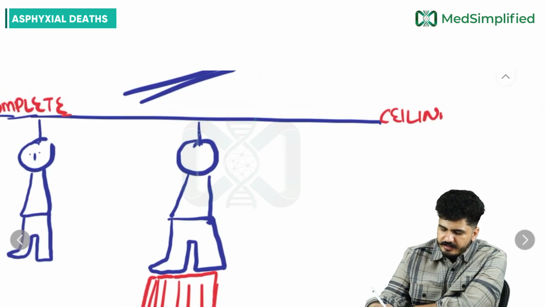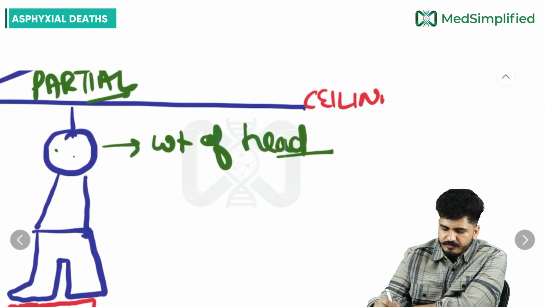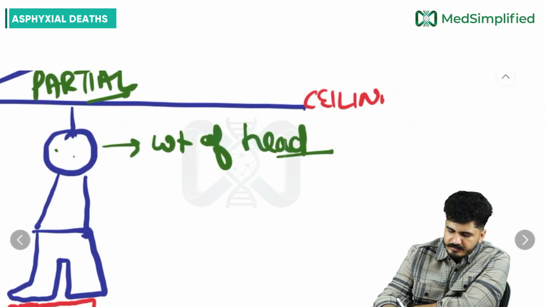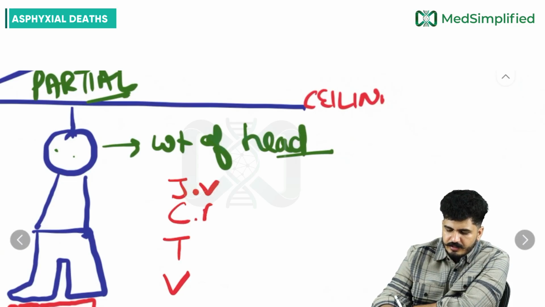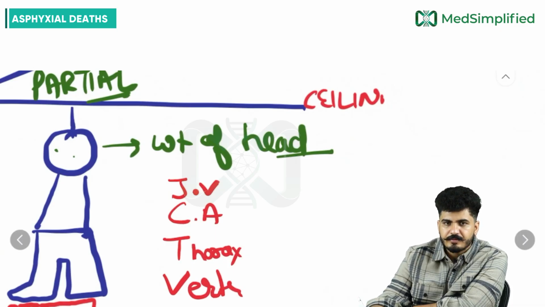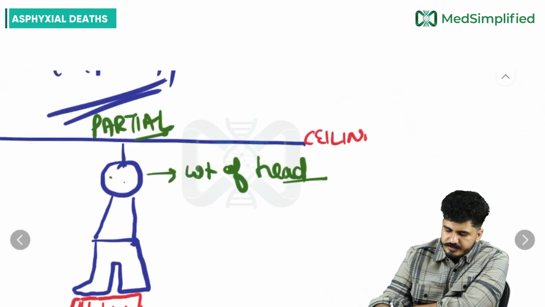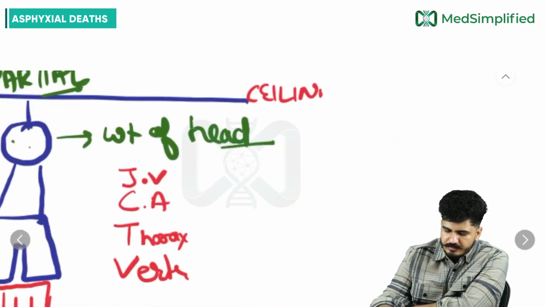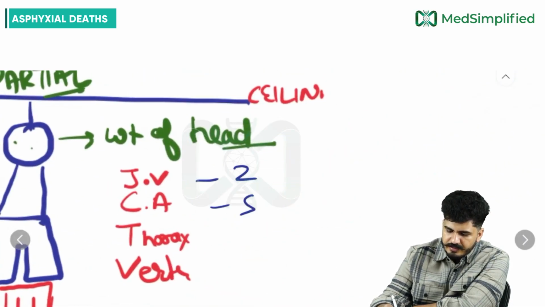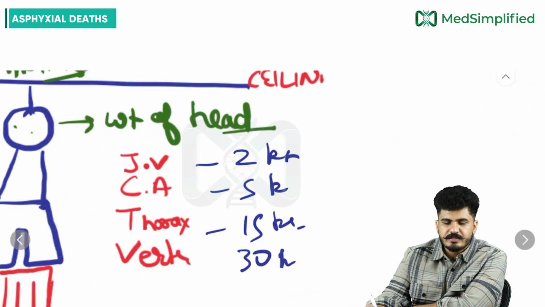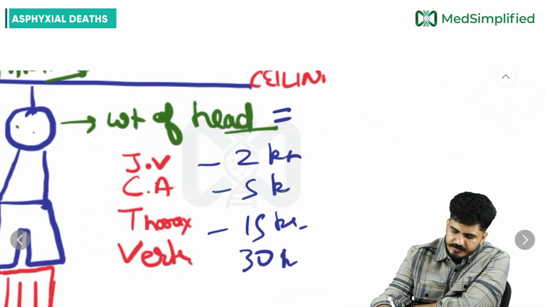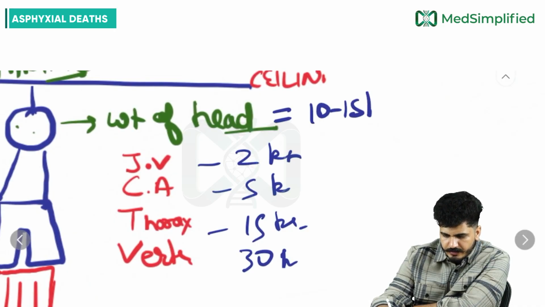So, you will see here the mnemonic we have read. What is the constricting force required? The mnemonic was like this, sir. JCTV. Sir, jugular vein, carotid artery, thorax, and vertebra. So, need how much weight to constrict this, sir? 2, 5, 15, 30. 2 kg, 5 kg, 15 kg, 30 kg. As you can see here, sir, weight of head is how much? Approximately 10 to 15 kg.